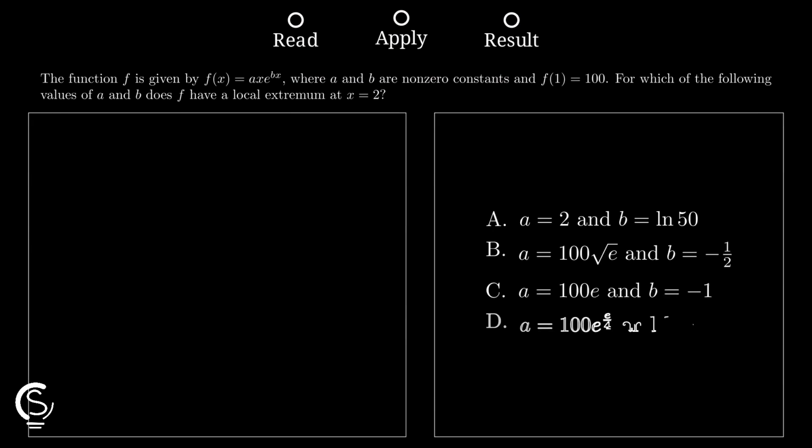First, find the function's derivative using the product rule. Differentiating x e^(bx) yields a times e^(bx) plus abx e^(bx).